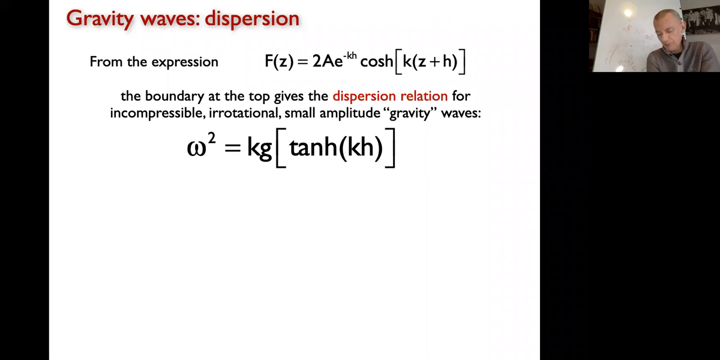Then you can take a condition at the bottom that is giving us a thickness. And what you get from Euler equations, with an irrotational flow, very simple, is what is called the dispersion relation for incompressible, irrotational, small amplitude gravity waves. Main simplification, and that's it. Now, which quantities do we have here? Well, the restoring force, of course, g. k, the wave number. h, the thickness of the fluid. Omega, of course, 2 pi times the frequency.